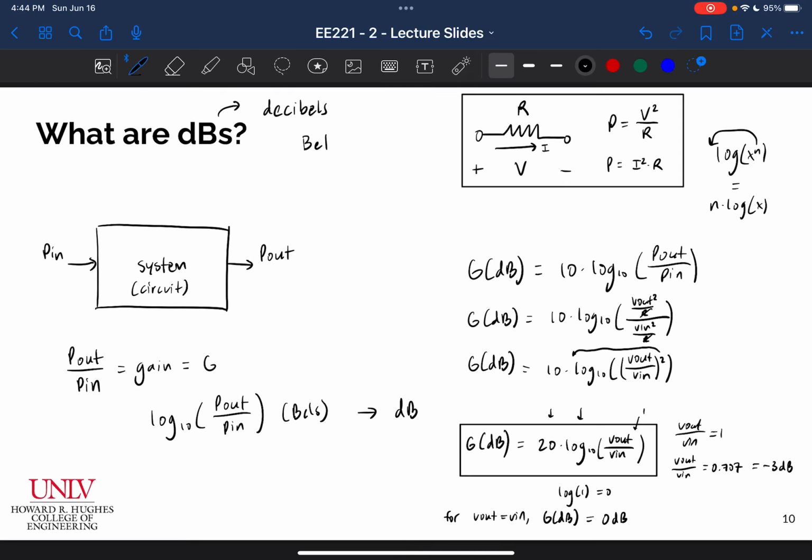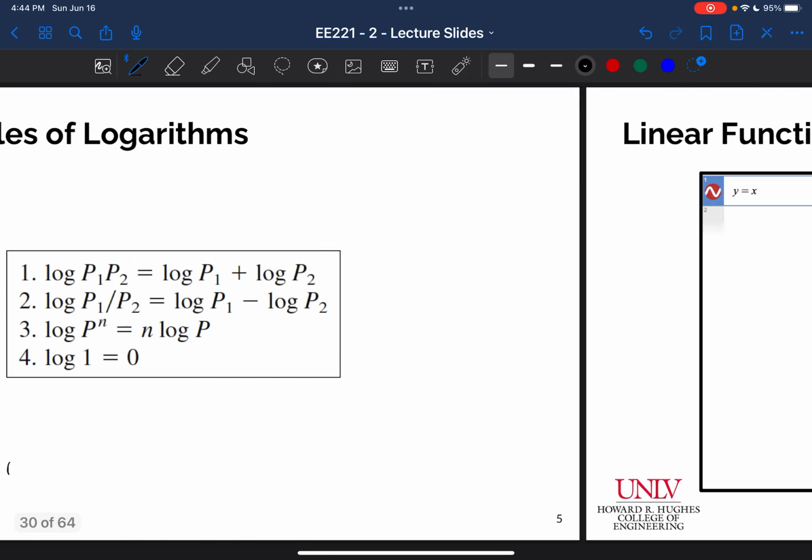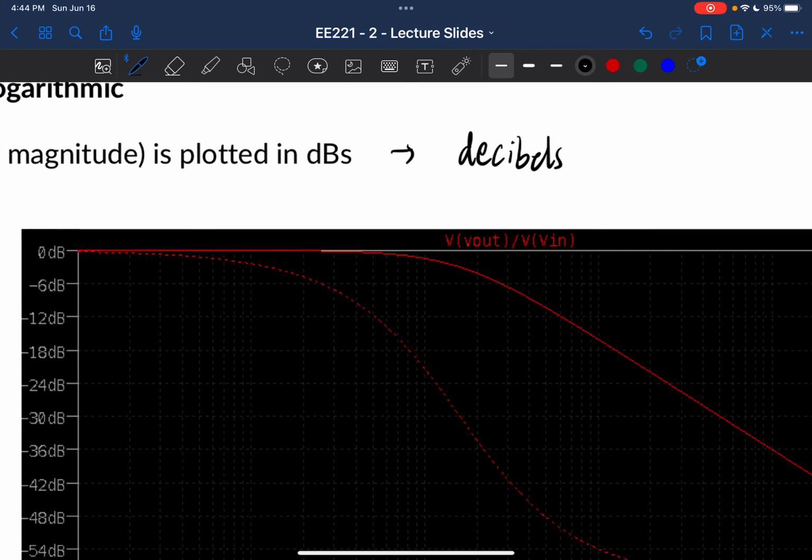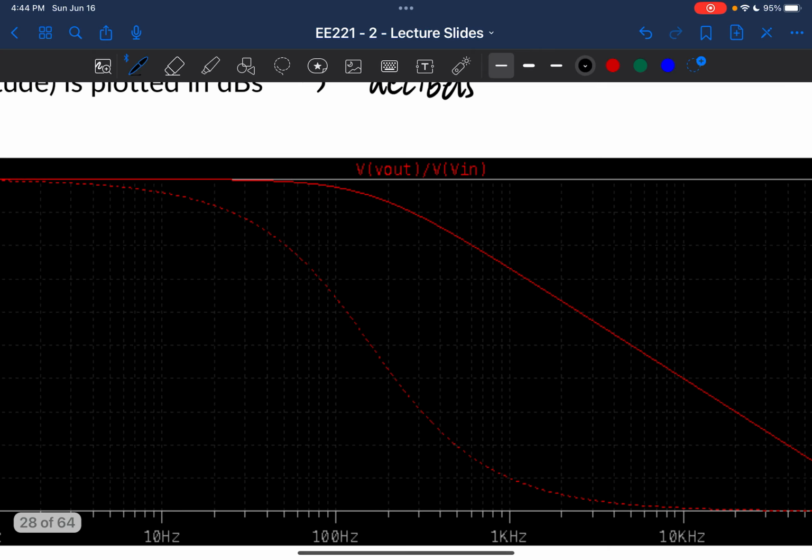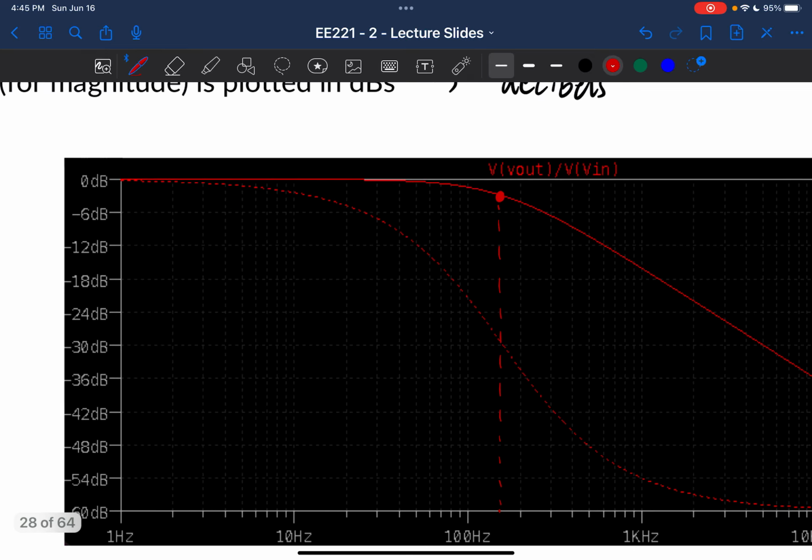So let's go back to our plot at 0.707 at 159 hertz. What is the dB value? 159 hertz is like right around here somewhere. Let me actually pull out a red color here. Let's just say it's like right here somewhere. I'm expecting to see negative 3 dBs. Okay, so it's halfway between 0 and negative 6, which would be exactly negative 3 dBs.